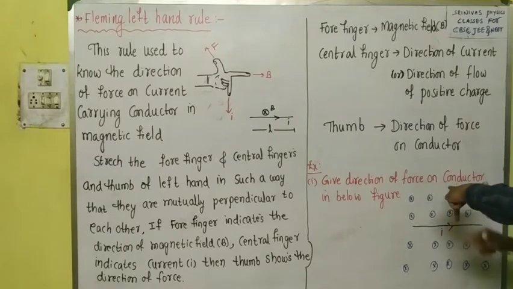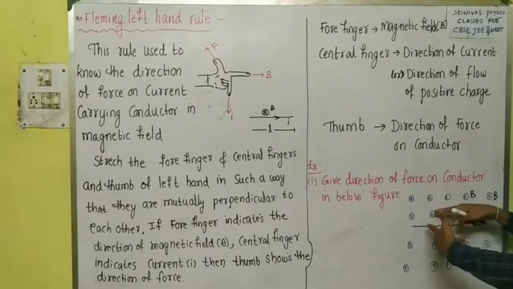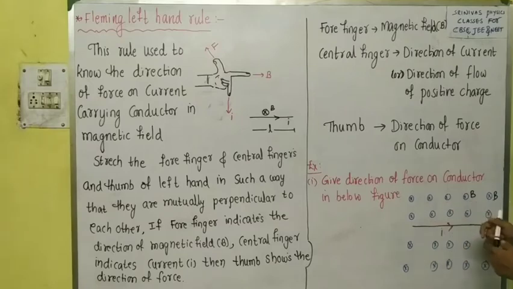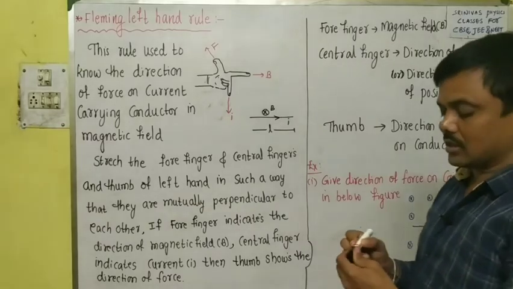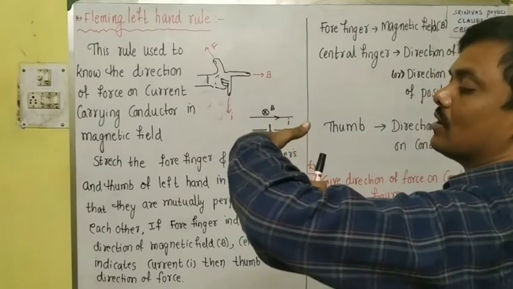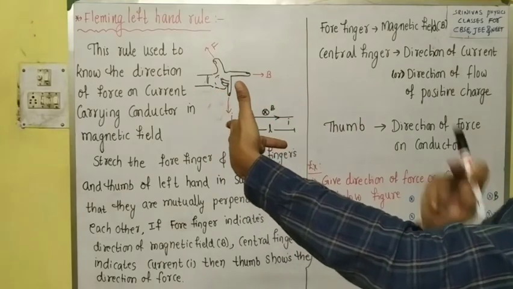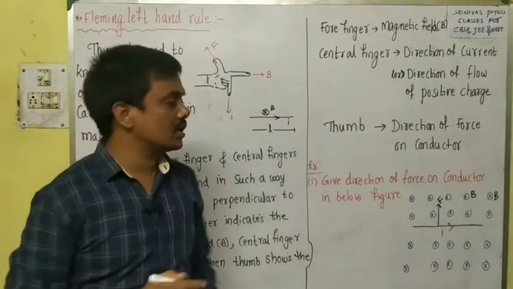What about the current? The central finger indicates the current, and the current is towards the left side. Current is to the left and the field is inward. Then the thumb indicates the force. The force is upward. Forefinger indicates the field, which is inward. Central finger indicates the current, which is to the left in this example. Then the force is upward.